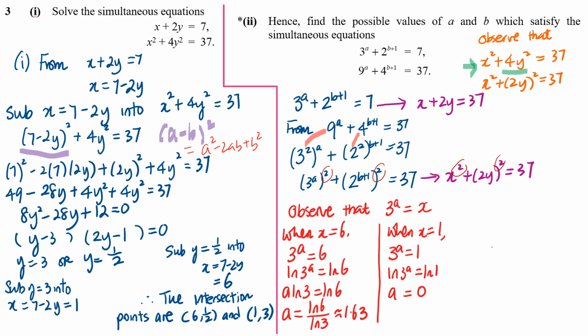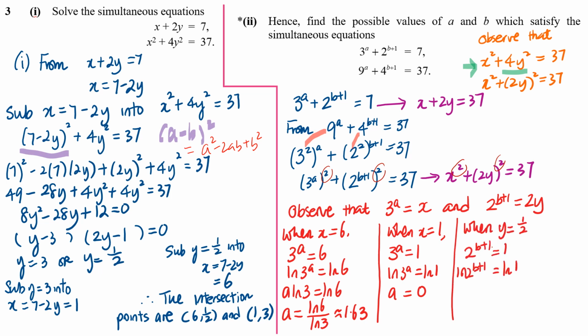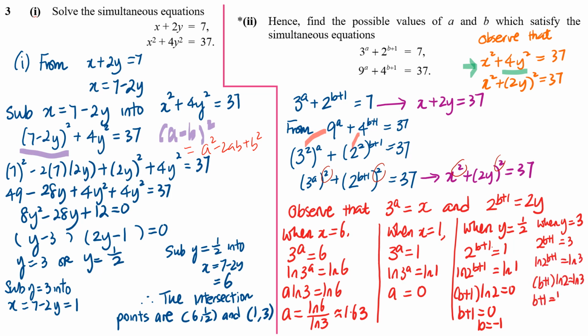So now let's find the answers for b. Observe that 2 to the power b plus 1 is equal to 2y. We already found the values of y, so we just do a substitution. Then you can find the values for b in both cases, when y is equal to half and y equals 3.